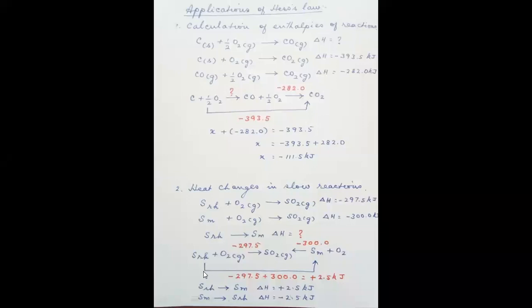So as a whole process, I can take sulfur rhombic to sulfur monoclinic, which will be minus 297.5 plus 300, giving plus 2.5 kilojoule. So sulfur rhombic to sulfur monoclinic, the delta H is equal to plus 2.5 kilojoule. Sulfur monoclinic to sulfur rhombic, it will be minus 2.5 kilojoule. So this is how the enthalpy change accompanying the transition changes can be found.